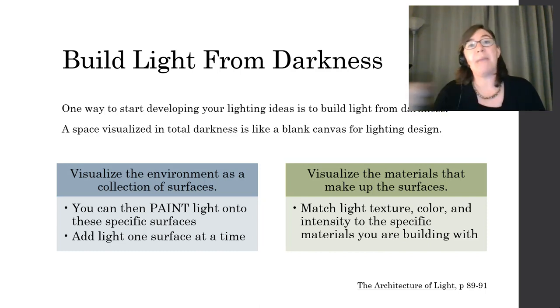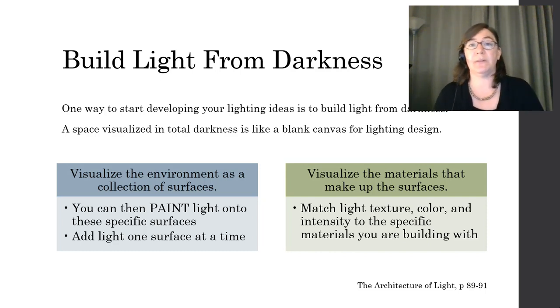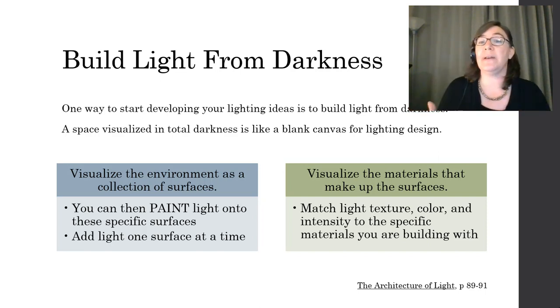And then you can literally paint light onto these specific surfaces. And you want to kind of think of them one surface at a time. The next level of analysis, or the next step in this process, is to visualize the materials that make up each of these surfaces. Are they smooth? Are they rough? Are they reflective? Are they light or dark? And then you want to match the light texture, color, intensity that you are painting onto these surfaces to the specific materials that you are building with.